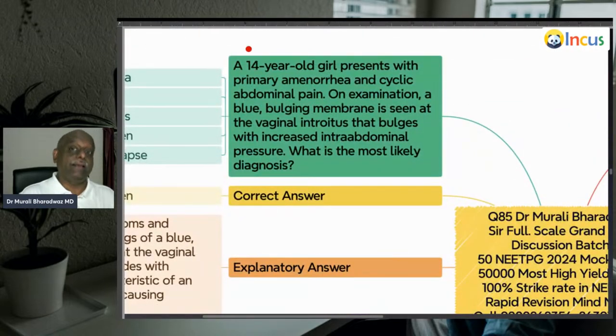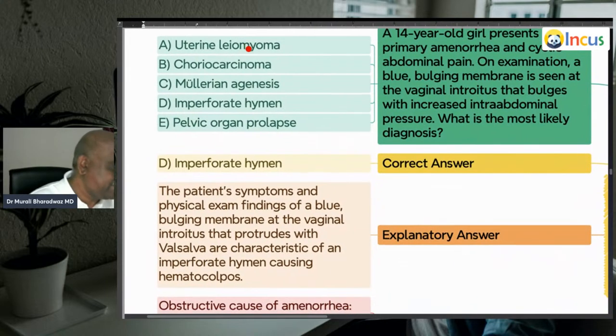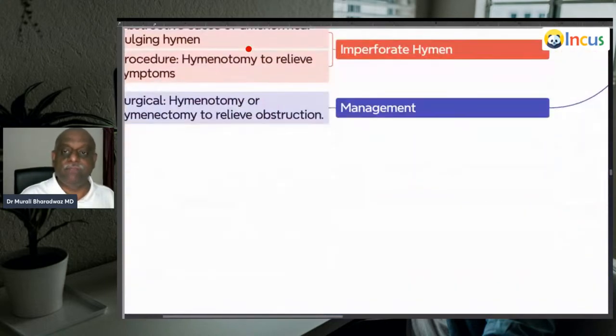A 14-year-old girl with primary amenorrhea and cyclical abdominal pain has a blue bulging membrane at the vaginal introitus that bulges with increased intra-abdominal pressure. Classical of imperforate hymen is what you need to remember.